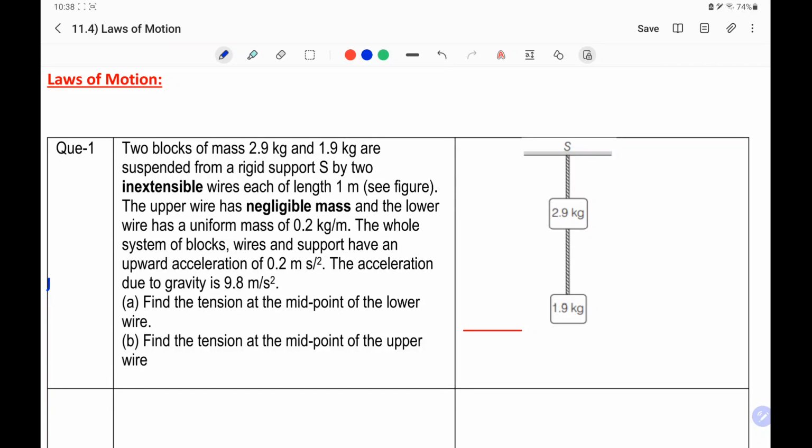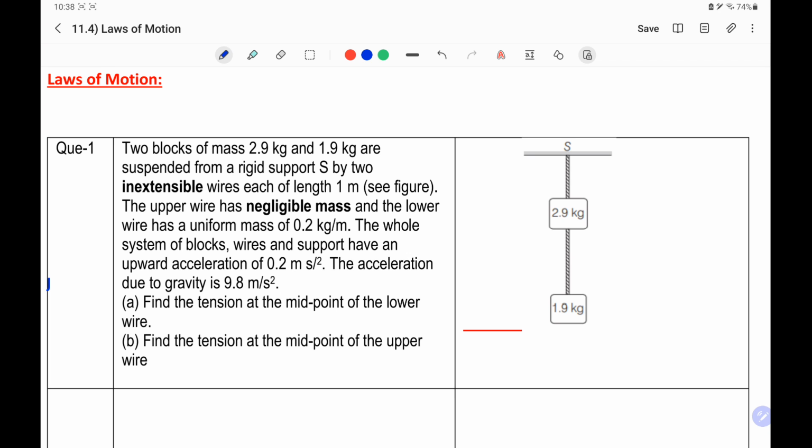In laws of motion, let's take some examples based on the string. First question: two blocks of mass 2.9 kg and 1.9 kg are suspended from a rigid support S by two inextensible wires. Inextensible means the length of the wire will not change, and each is of length 1 meter as shown in the figure. The upper wire has negligible mass and the lower wire has uniform mass density of 0.2 kg per meter.